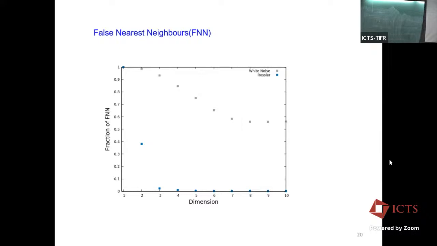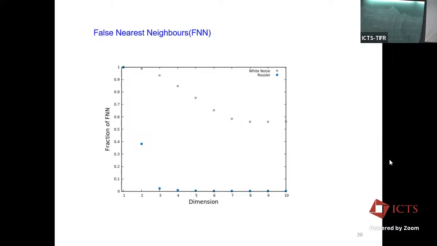And then wherever it becomes 0, you say that is the actual dimension, because after that there are no false neighbors. Whoever are there as neighbors, they are actual neighbors. So the trajectory is properly and correctly resolved in that required dimension. You don't need one more dimension.